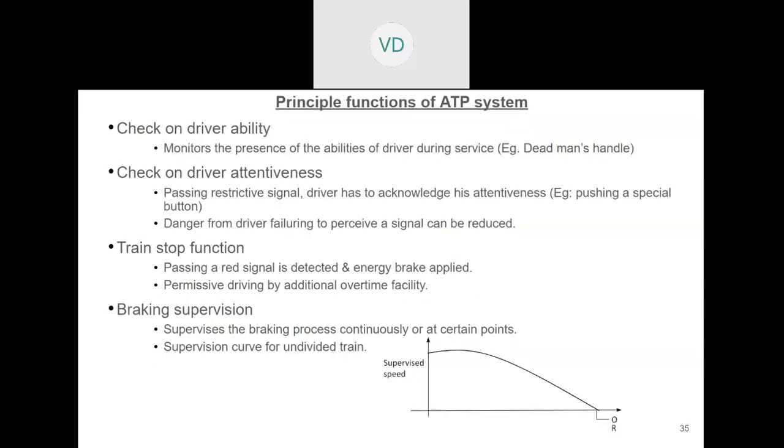Now what all does it do? Check on the driver's ability is the first thing. Is the driver active or not? Example is a dead man's handle. Check on the driver's attentiveness, such as pushing a special button to acknowledge a warning signal. Then the train stop function: in case it passes the red signal, or the driver does not respond within the nominated time, apply the brake. And once having applied the brake, brake supervision. That means at different places the speed keeps on reducing, and you have to keep monitoring how much brake force is to be applied or released, till you reach zero. So these are the principal functions: check on the driver's ability, check on the driver's attentiveness, then the train stop function you have to enforce, and the brake supervision function you have to enforce. Next.